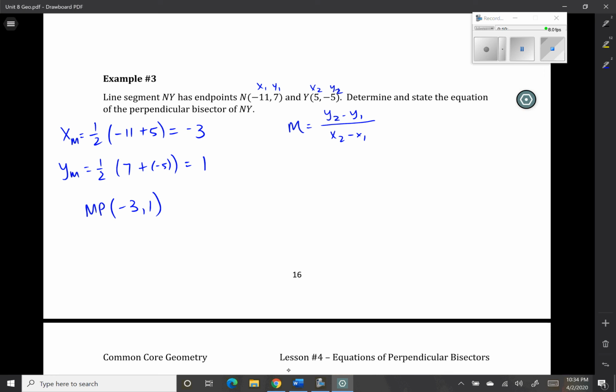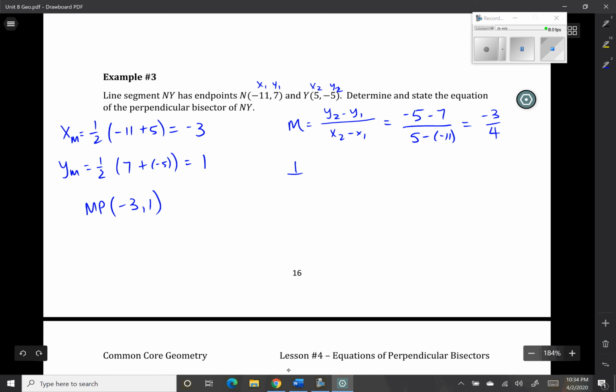So if we do this, we can plug in my y2 and y1. So I could say negative 5 minus 7 divided by 5 minus negative 11. I'm subtracting the y values and subtracting the x values. If I do that, I get negative 3 over 4. Now that's the slope of the segment. I want a perpendicular line to that segment. So I want to find the perpendicular slope. Well, if the slope is negative 3/4, the perpendicular slope is positive 4/3.